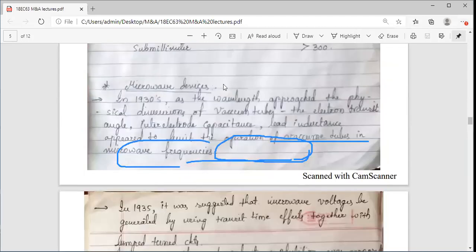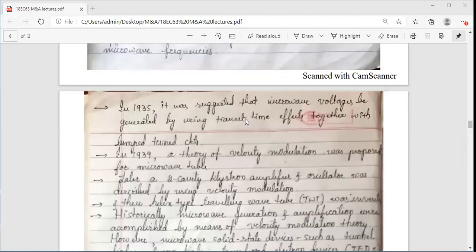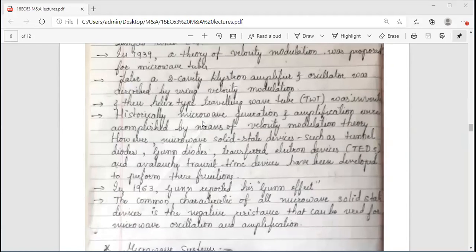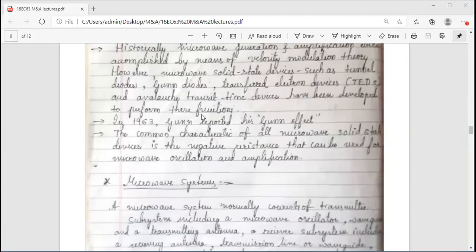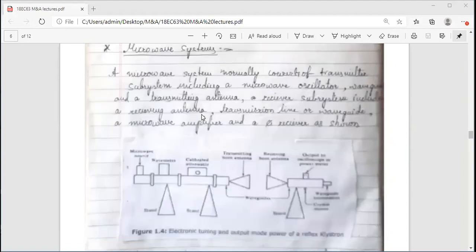In this microwave devices part, just a development is shown here, how the inventions and the development occurred. No need to bother much about it. Just the different devices, anyhow you are going to study all these. Today we are going to discuss a little bit, a block kind of thing for microwave systems.